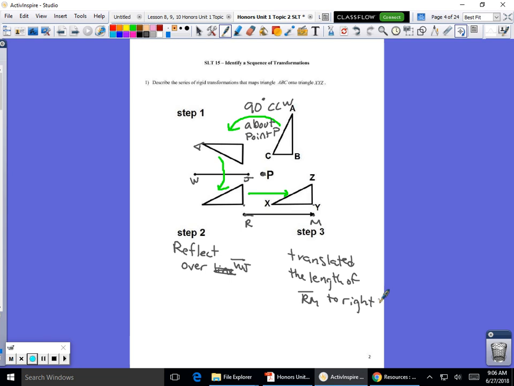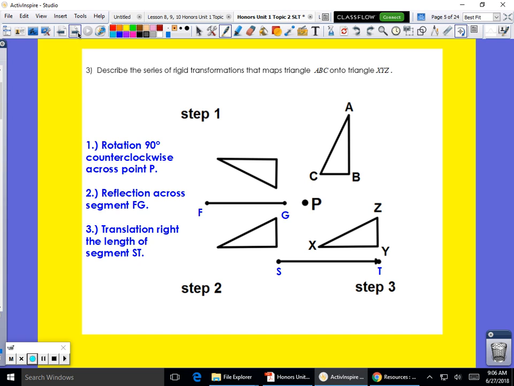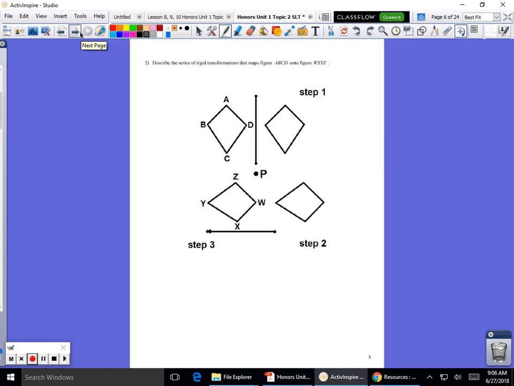Wonderful. So here's another interpretation of that. Somebody labeled them FG and ST: translated right, the length of segment ST, reflected across the segment FG. Did I say reflected over? Over and across, either of those are fine. All right, so now you have one.